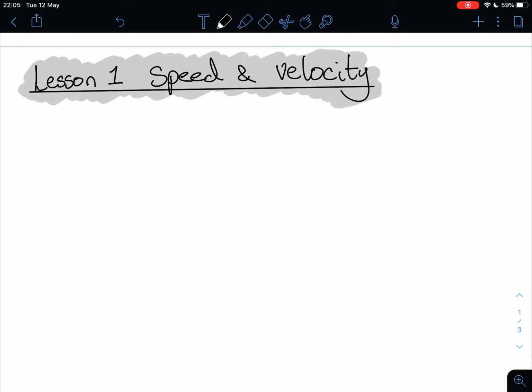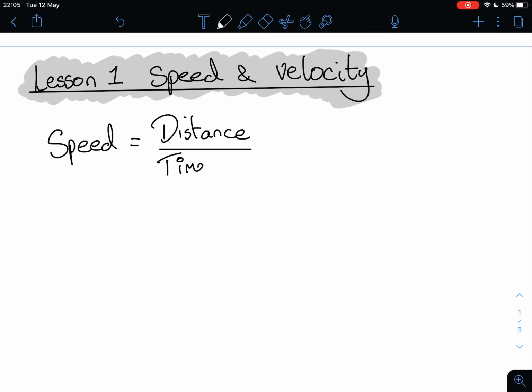So speed and velocity, we'll go quick on this one. We've seen from year 9 that the speed equation, speed, is equal to the distance travelled divided by the time taken. So everybody should be pretty au fait with that. We can put it in a triangle.